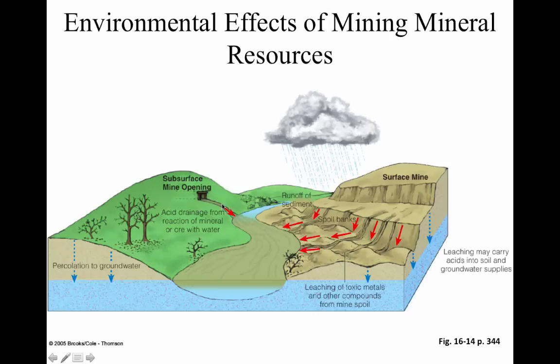You get the acid drainage from the reaction of the mineral with water, and it winds up getting into the river, and then the mine has been contributing to river pollution. Inside this mine you can't see, but it's possible that some of the contaminants might be percolating down through the soil and into groundwater. So subsurface mining can also contaminate groundwater. Over here you can see the surface mine where literally just huge volumes of earth are carried off and processed somewhere.